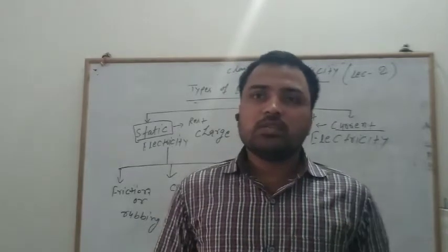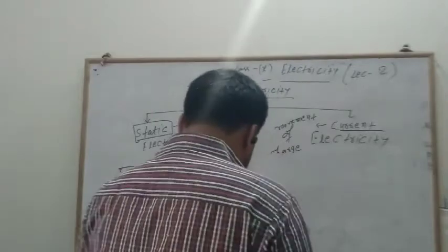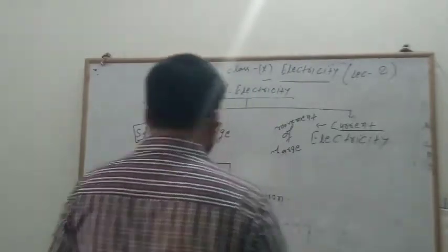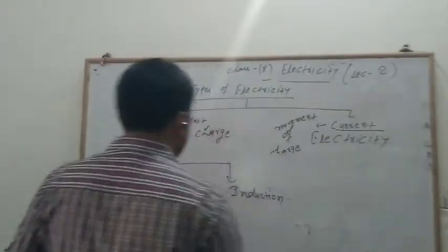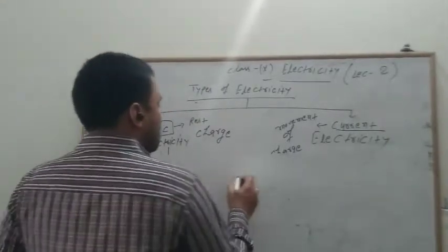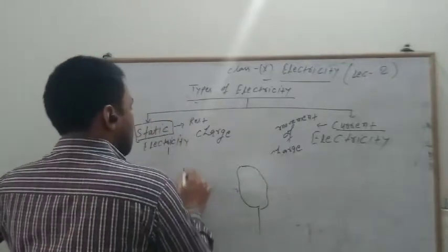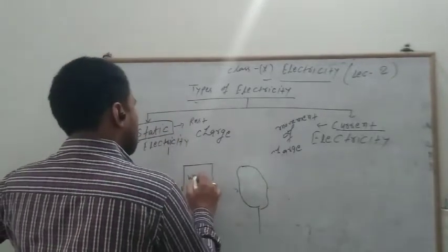So let's try to understand. So suppose here this is a balloon, and suppose this is woolen cloth.